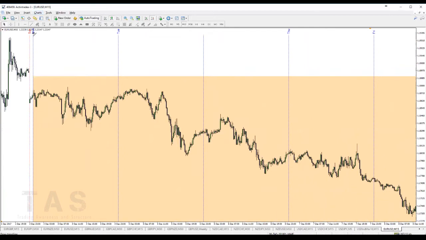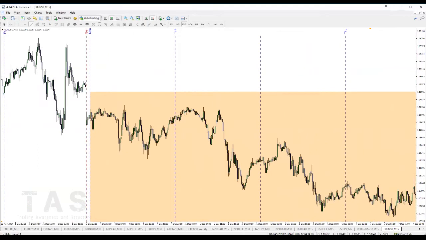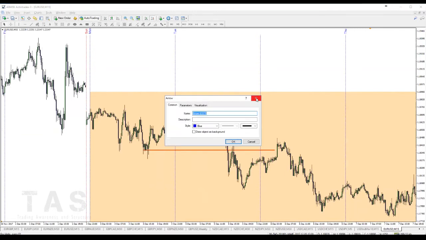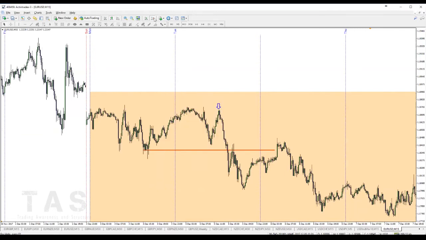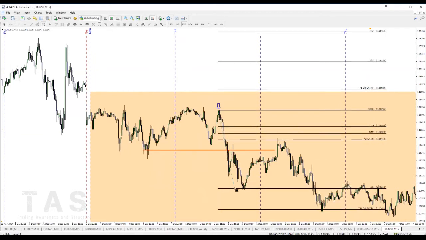So on the 15 minutes, if you're not trading Monday, you'd have a break of structure there. And the candle that started this whole move was this one here. So you'd pull the fib from there to there. Okay?